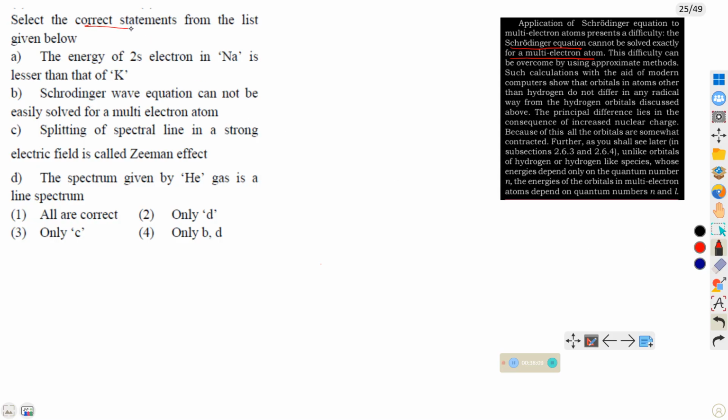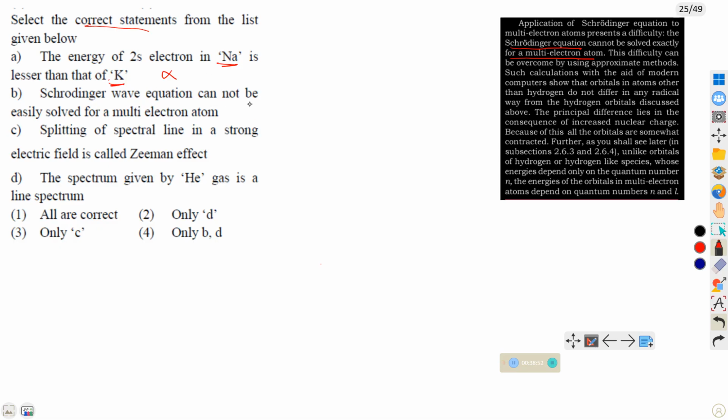Select correct statements from the list given below. The energy of 2s electron in sodium is lesser than that of potassium. Wrong, because sodium and potassium both belong to the same period elements. In same period elements, that's the reason sodium energy of 2s electron is more compared with potassium, because as the atomic number Z increases, the nucleus exerts a stronger attractive force on the electrons, pulling them closer and lowering their energy.